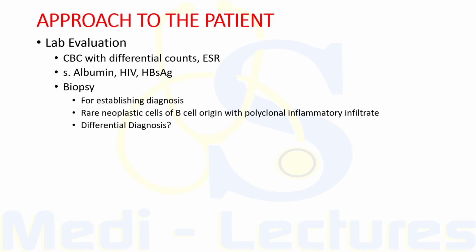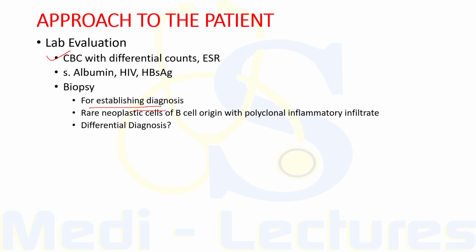Then the lab evaluation of these patients should include, firstly, complete blood count with differential counts, ESR, serum albumin, HIV, hepatitis B antigen, etc. These should be done. The diagnosis of Hodgkin's lymphoma is finally established by review of an adequate specimen by an expert hematopathologist.